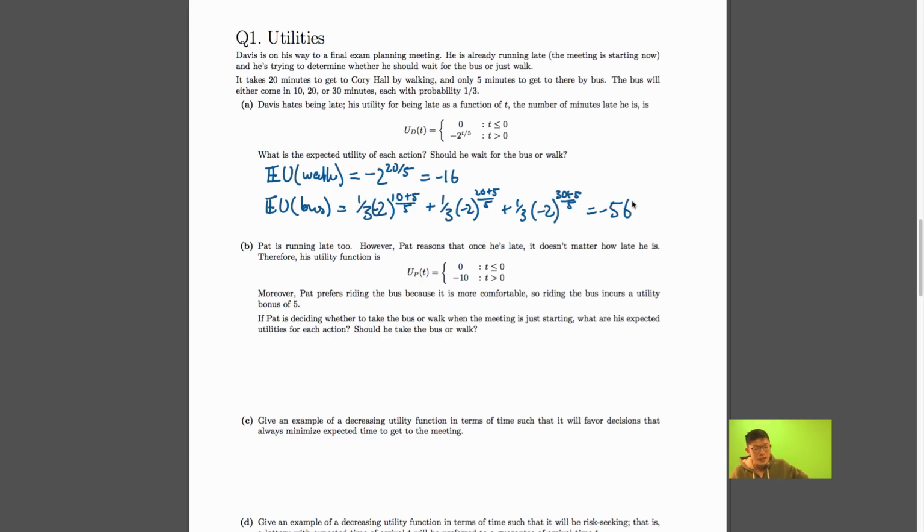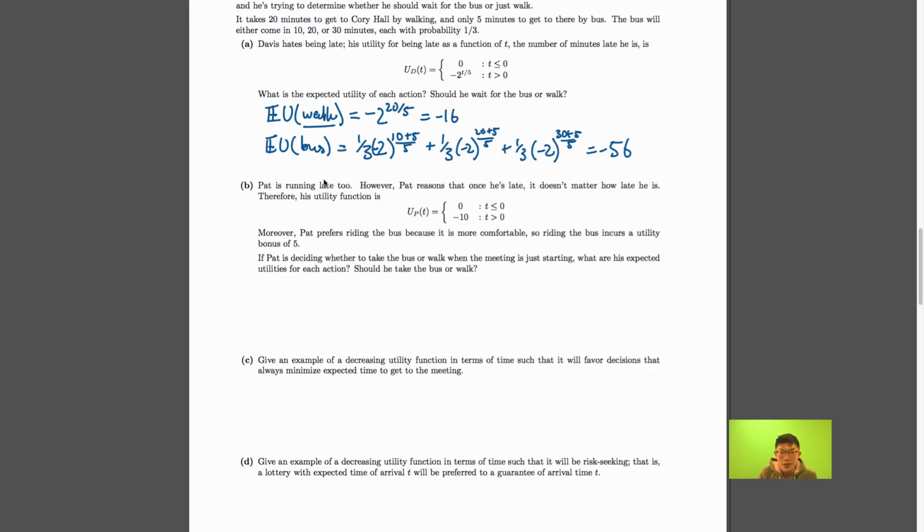And what this tells us is that Davis should choose to walk, given that he has the choice, because walking will incur for him a less negative expected utility. And we're always trying to maximize utility functions. All right, let's take a look at Pat.